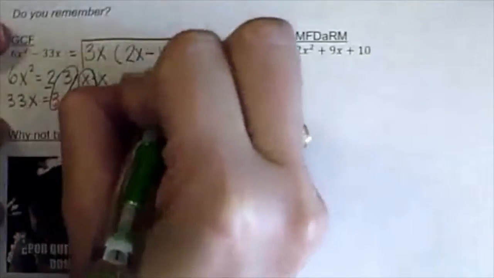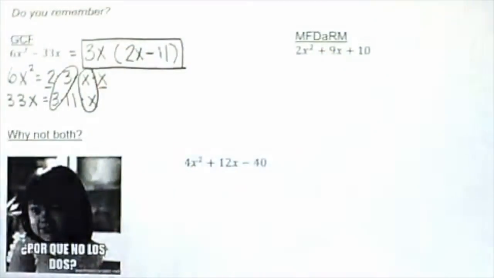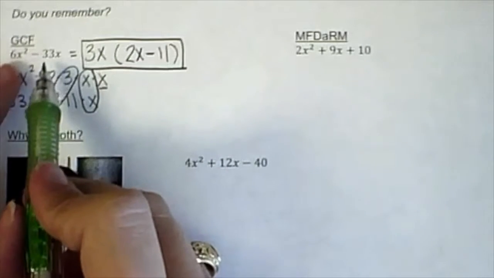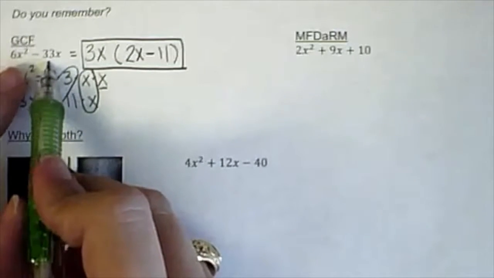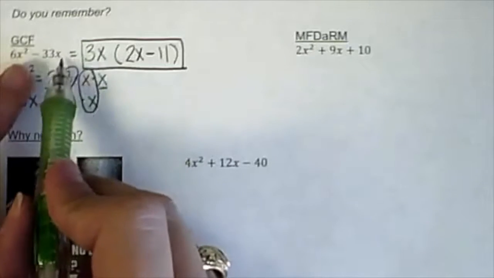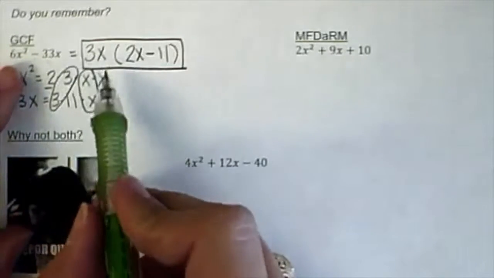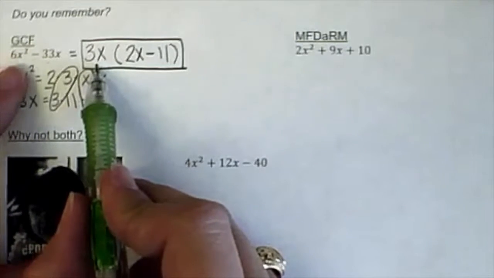Remember, you could always check this using y1 and y2 in your calculator, or just a quick glance. 3x times 2x is 6x squared, and 3 times 11 is 33. Again, that negative is taken care of there. So I can make sure that I can see that.